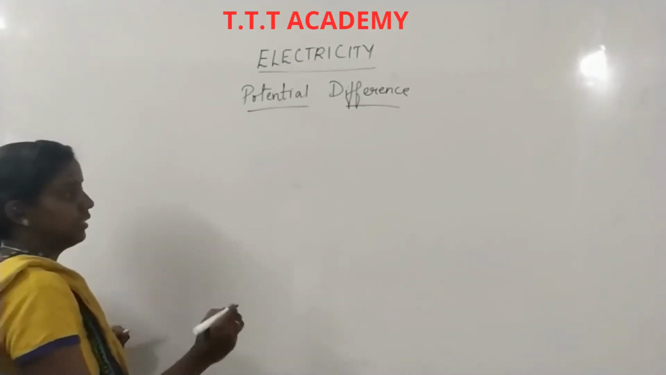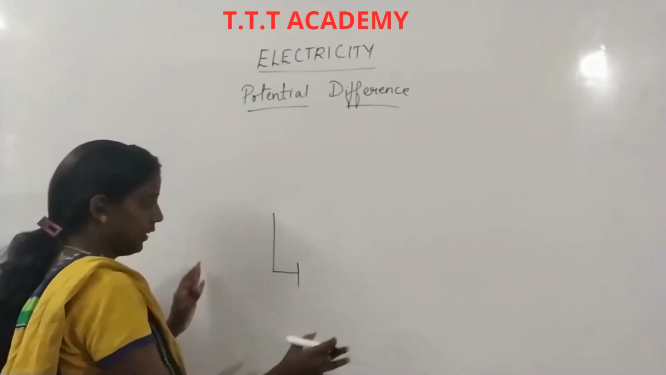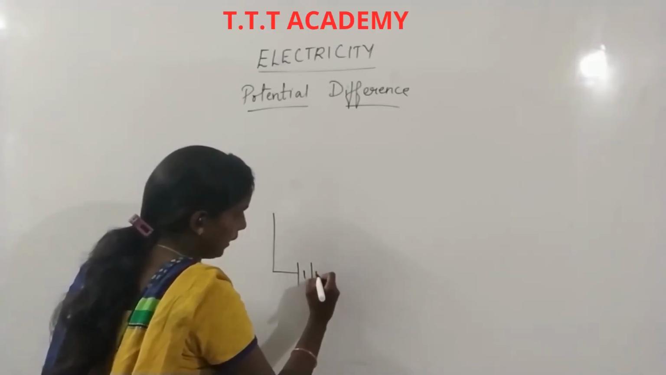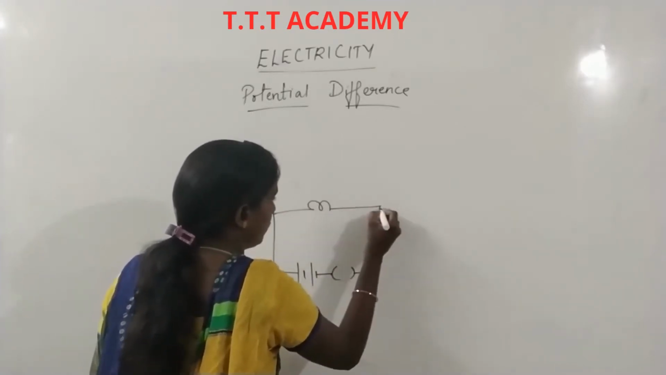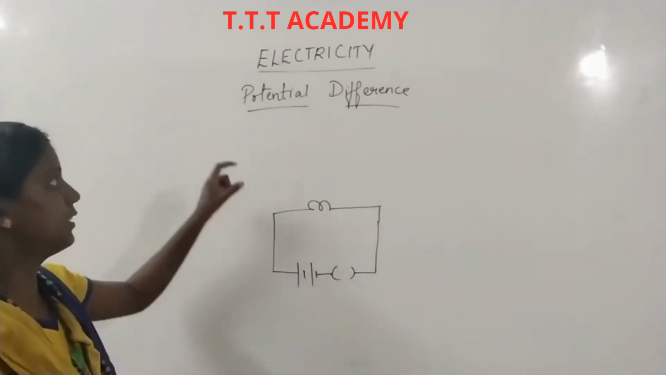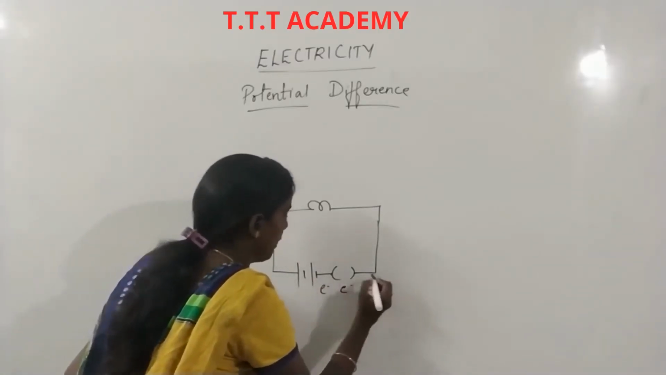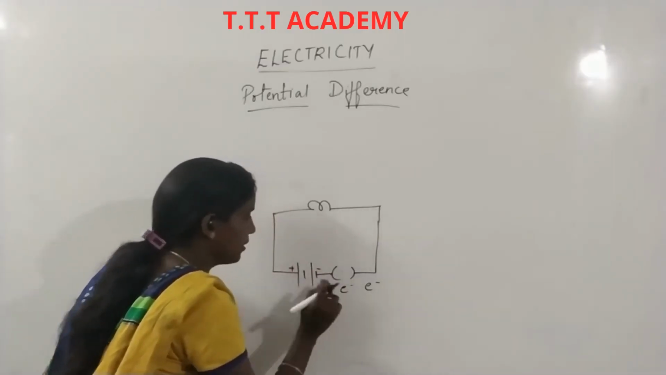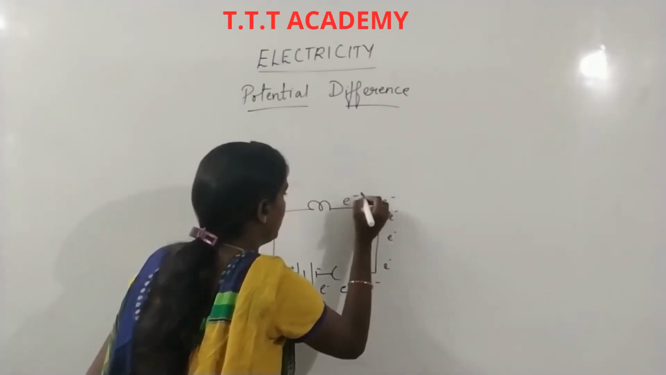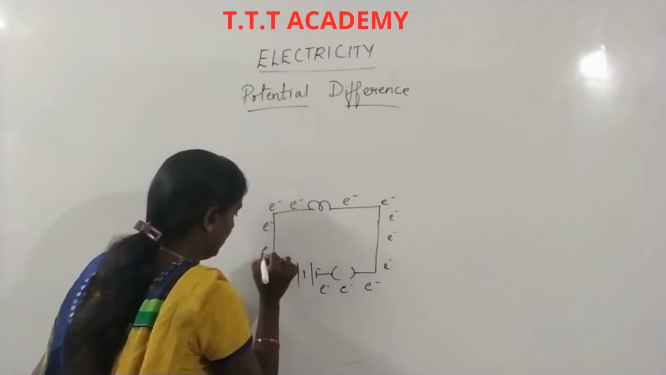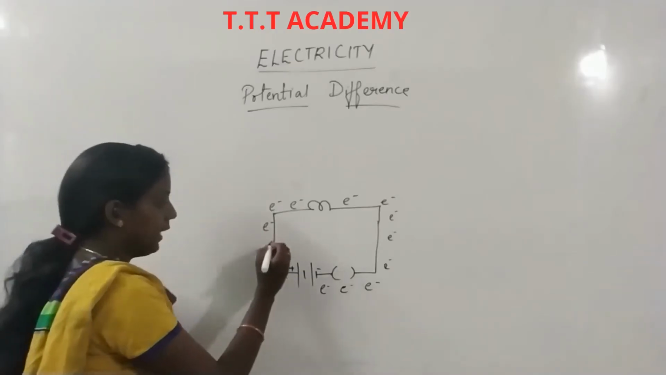Fine. First, see, we already know a circuit is the connecting wire where there will be a connection between a battery, switch and a bulb or whatever device we are going to take, right? In this circuit, there will be flow of electrons from the negative terminal to the positive terminal, okay? Fine. So when there is a flow of electrons, there will be flow of electric current.